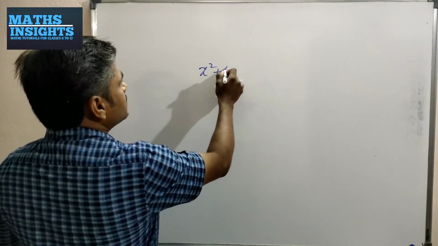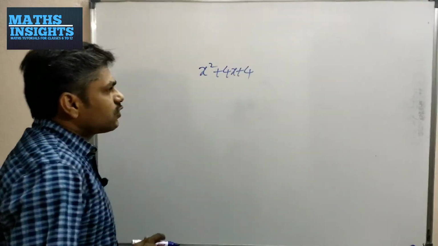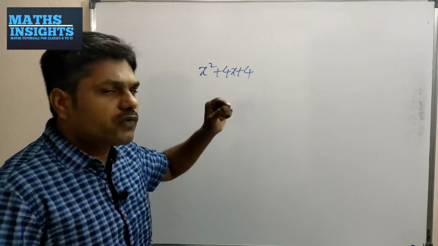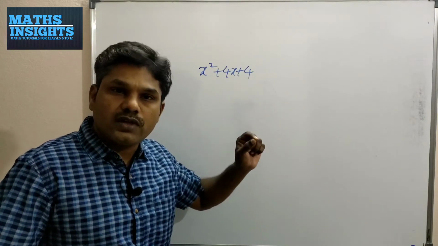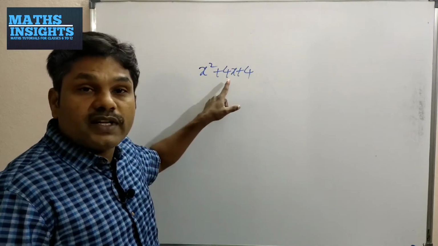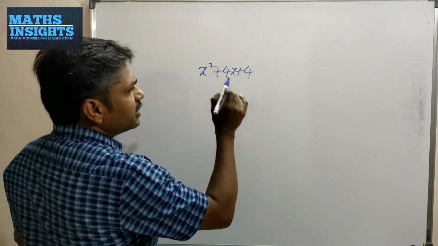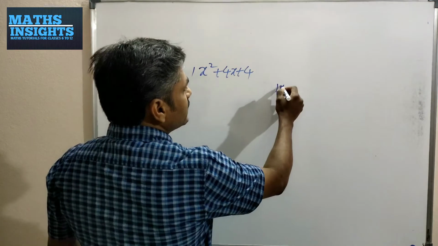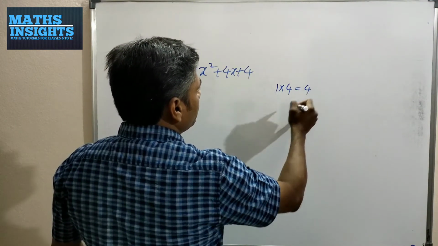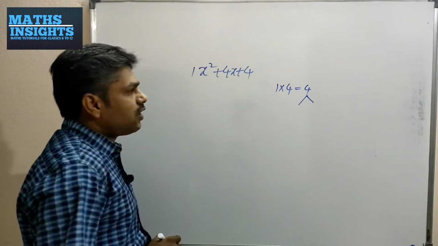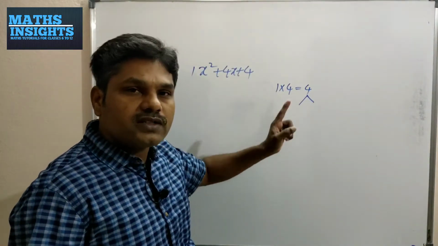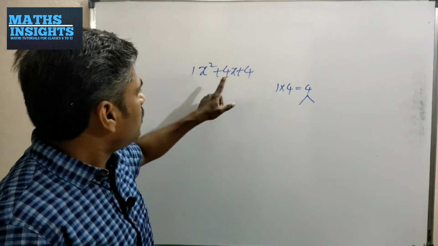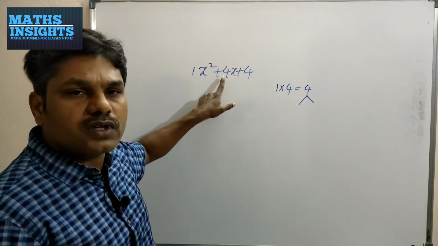See it: x square plus 4x plus 4. This is a quadratic polynomial, all of you know. Why? Because its degree is 2. Now I am going to find its zeros, its roots, by using the method of splitting the middle term. You multiply the coefficient of x square and 4, then I will get 1 into 4, that is 4. I have to factorize this 4 in such a way that if you add or subtract those factors, you get back the coefficient of x.